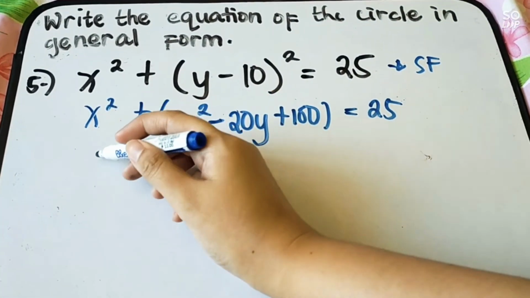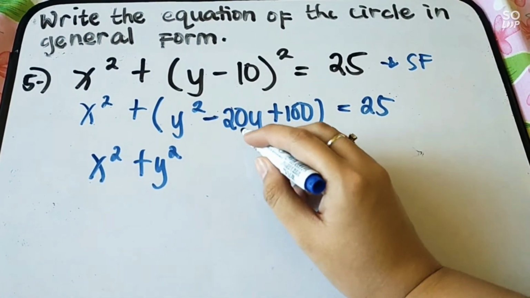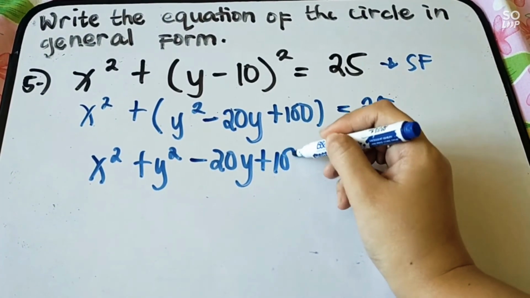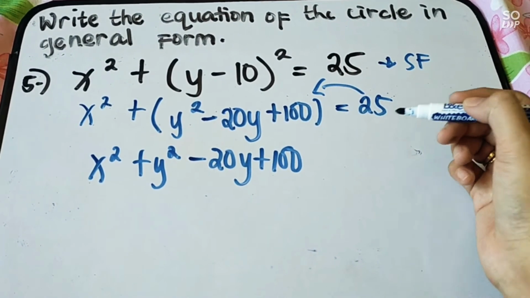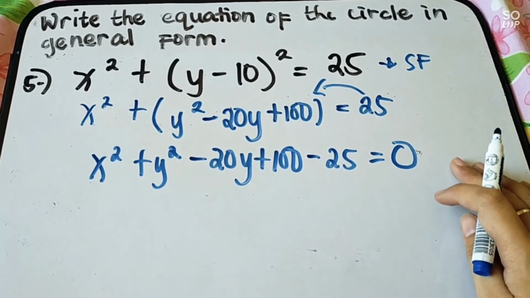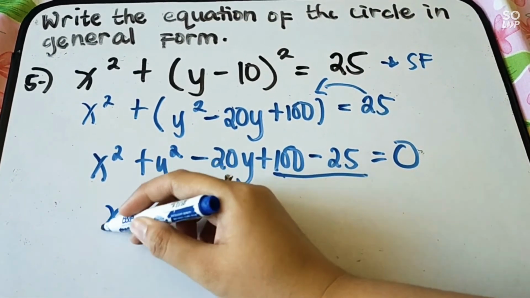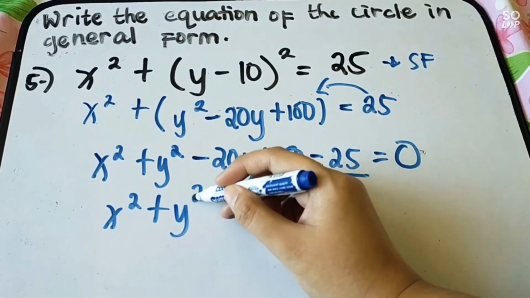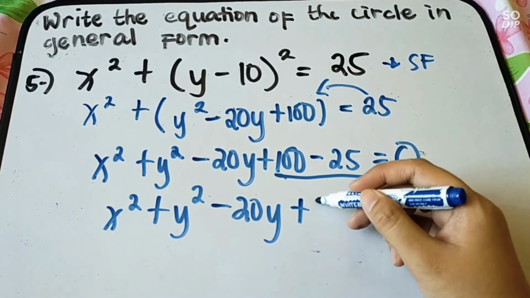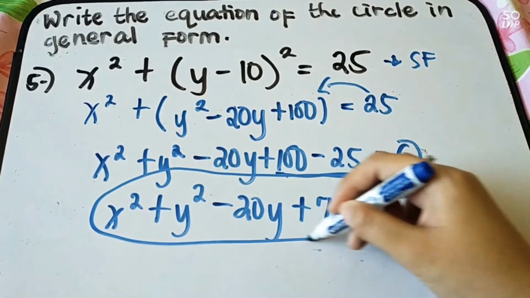Then, arrange natin. We have x squared plus y squared. Since walang x, no need na. Doon na tayo kay y. Minus 20y. Then, plus 100. Then, si 25 lipat mo lang sa kabilang side. Minus 25. Then, equal to 0. Tandaan lagi na equate dapat kay 0. Combine like terms, 100 minus 25. Copy. X squared plus y squared minus 20y. 100 minus 25 is positive 75. Is equals to 0. Ayan na, tapos na.